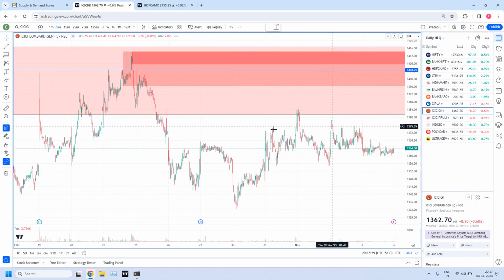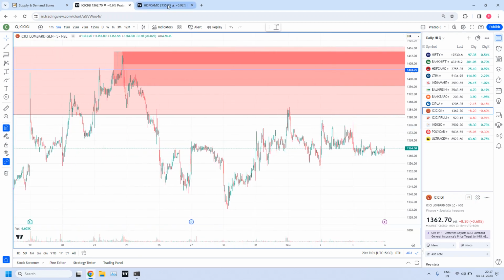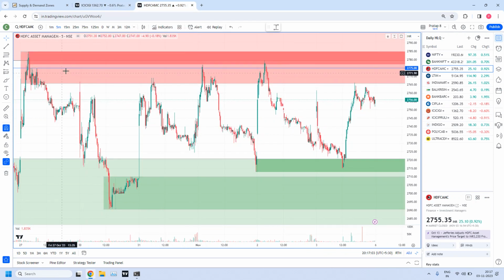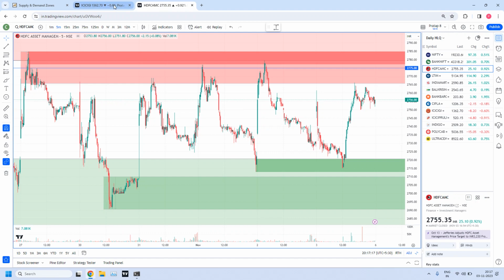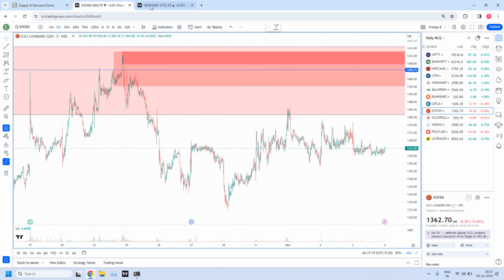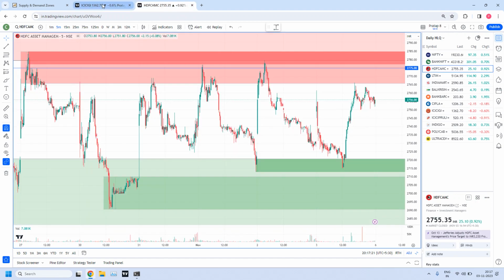But look into the structure of this zone with the HDFC AMC. They are almost looking similar. Here price action has already happened, but here price action is yet to happen. The exact similarities. And what we can understand based on this, an important lesson you have to understand.